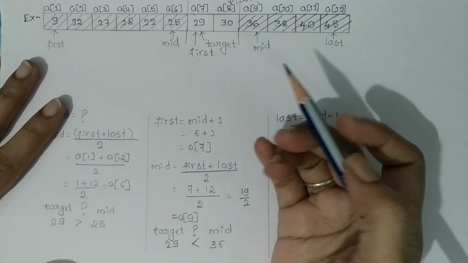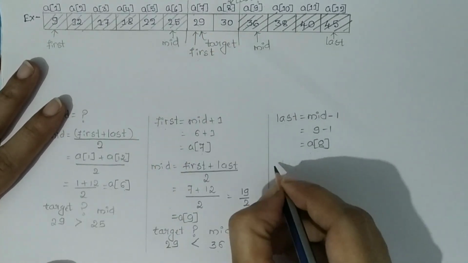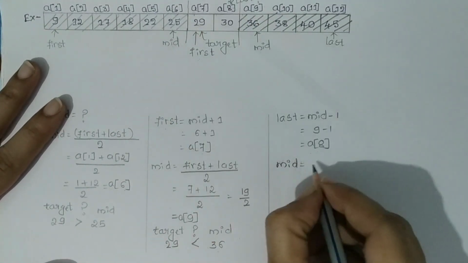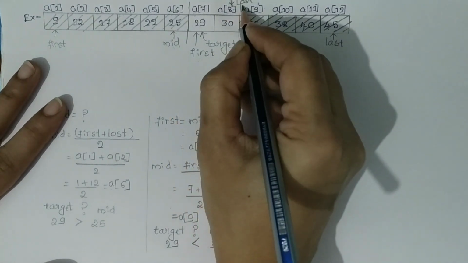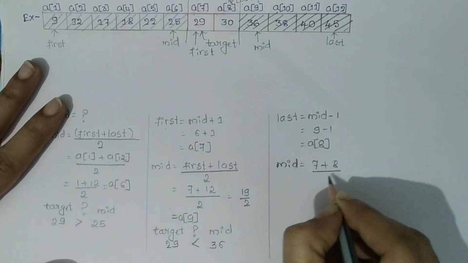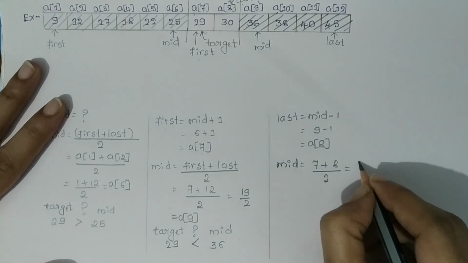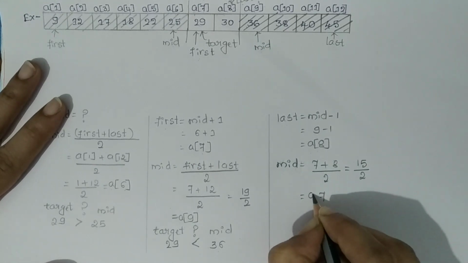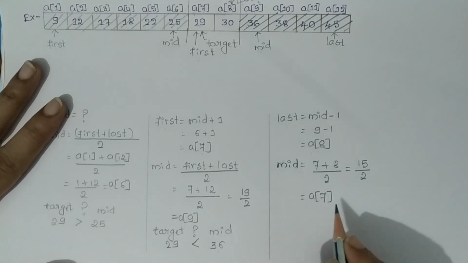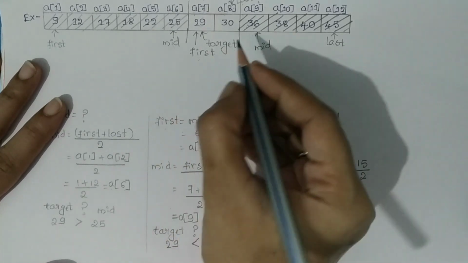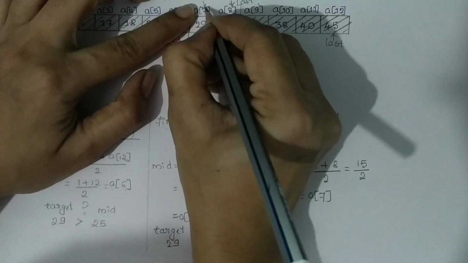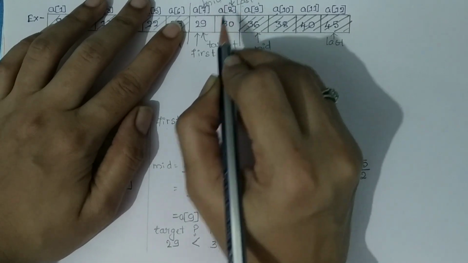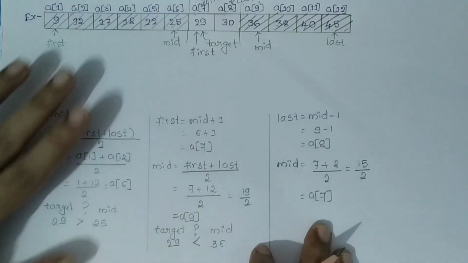Now what we have to do? Now we have to find the mid of the list. So what is first? First is 7 and last is 8. So what will be the value of this? 7, that is array of 7. Array of 7 is our new mid. So I will write here, this is the mid of the list now, and this is the last of the list, and first is the same as it is.